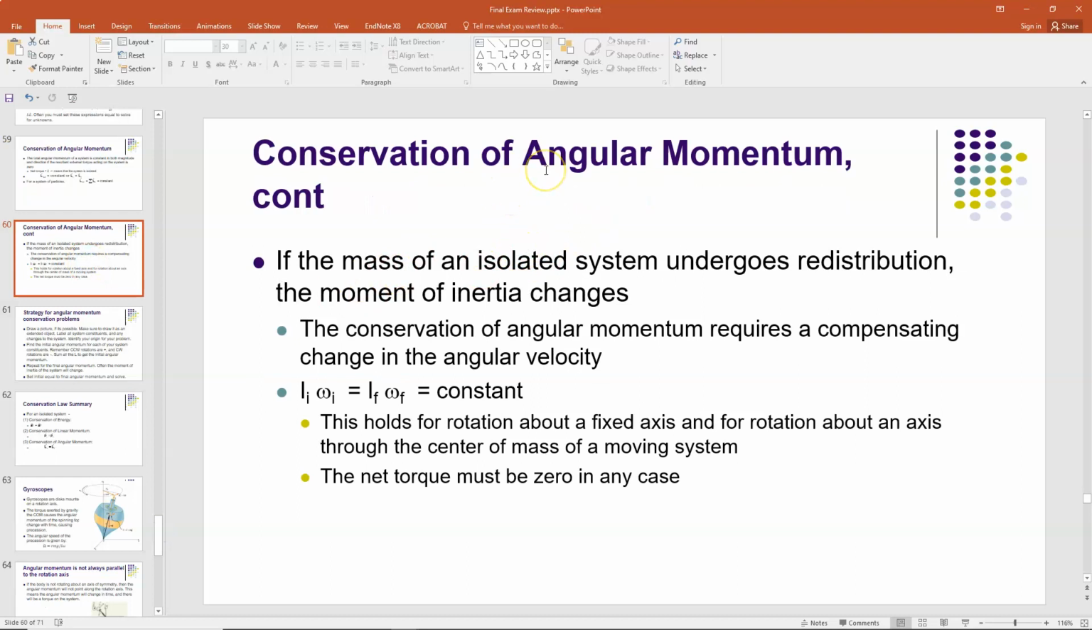So, remember, if the mass of an isolated system undergoes some kind of redistribution, like the kid that was standing on that little merry-go-round and walked from the edge of the merry-go-round in towards the axis, right, that redistributes the mass. That changes the moment of inertia. And conservation of angular momentum then requires a compensating change in the angular velocity. So you set I initial omega initial equal to I final omega final, and that'll be some constant value, okay?